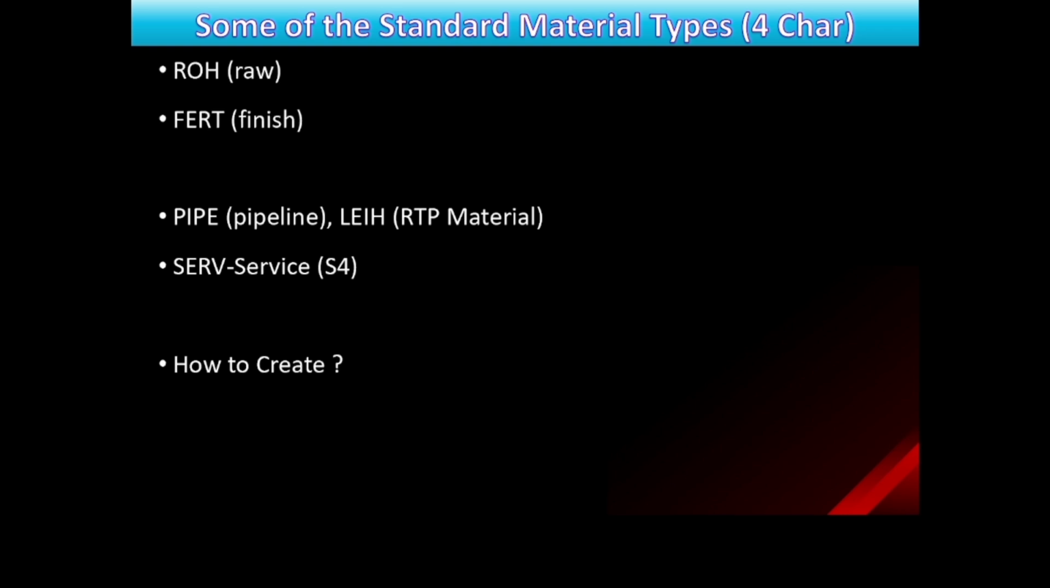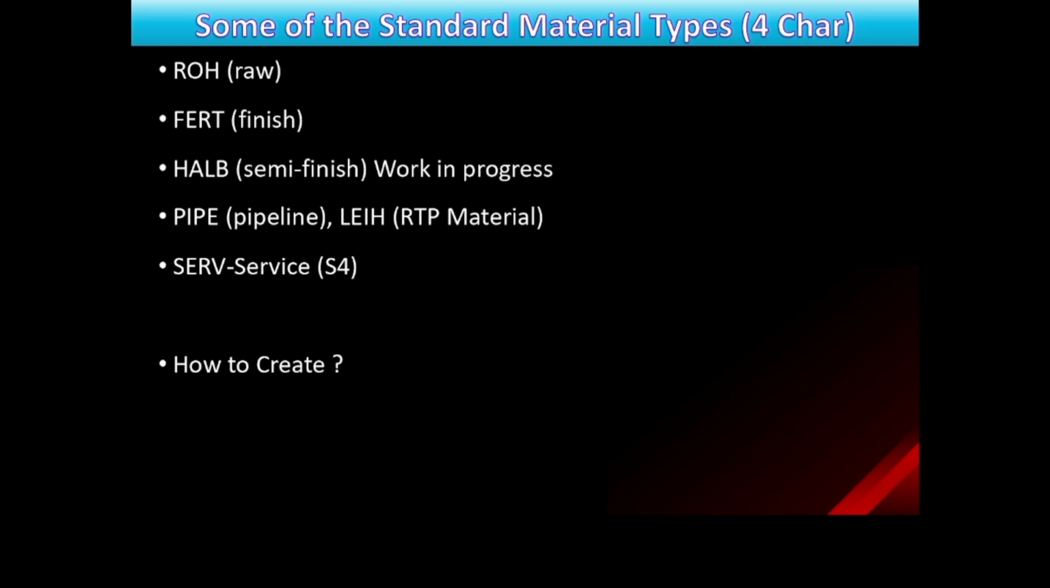Now let's understand some of the standard material types provided by SAP. So we have ROH. ROH material type is used for raw material. So if we need to create any raw material, we will use a material type ROH, which is standard. But if you need to create any custom material type, we can create that too. I will show you in the next slide how to create a material type.